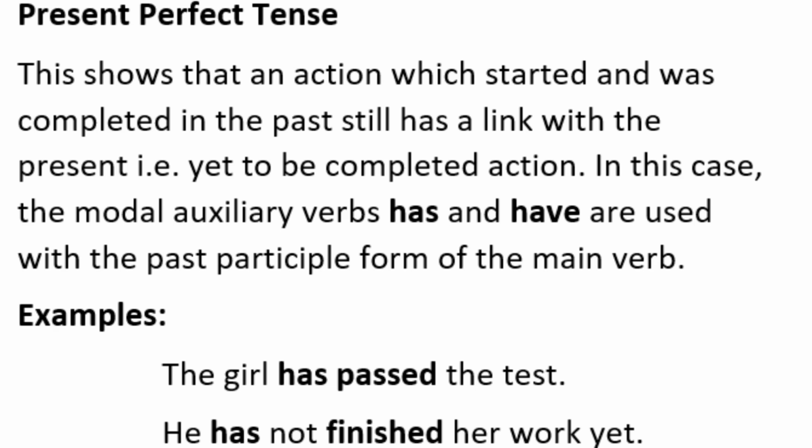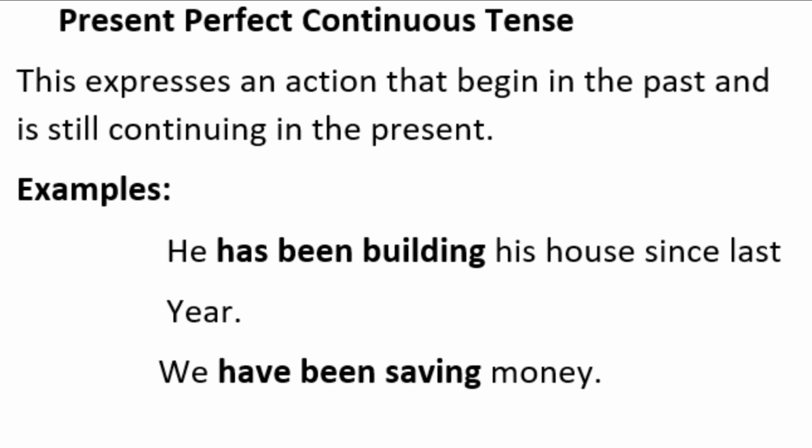Present perfect continuous tense. This expresses an action that began in the past and is still continuing in the present. Examples: he has been building his house since last year. Presently building, expected to have finished, but still continuing in the process. We have been saving money.